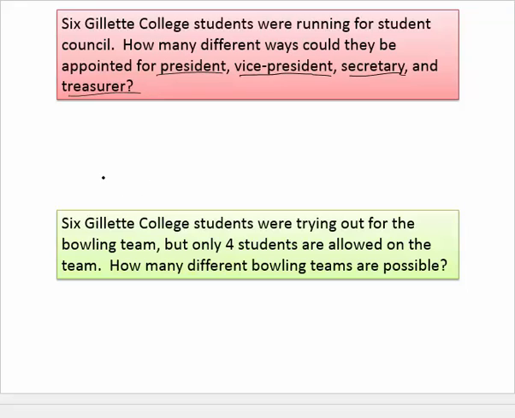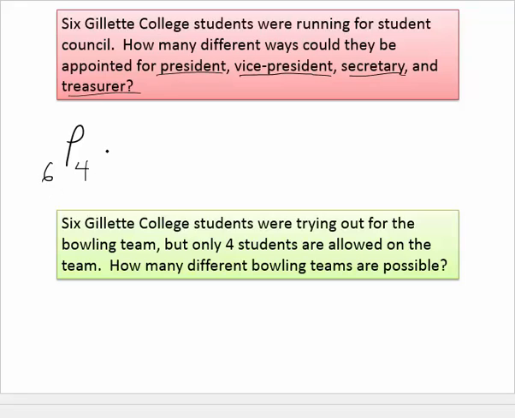So order matters on this, because we have to specifically say who's going to be first, who's going to be second, which is vice president, who's going to be third, which is secretary, etc. So because order matters, we use permutations. And we have 6 students to choose from, and we're going to choose 4 of them.